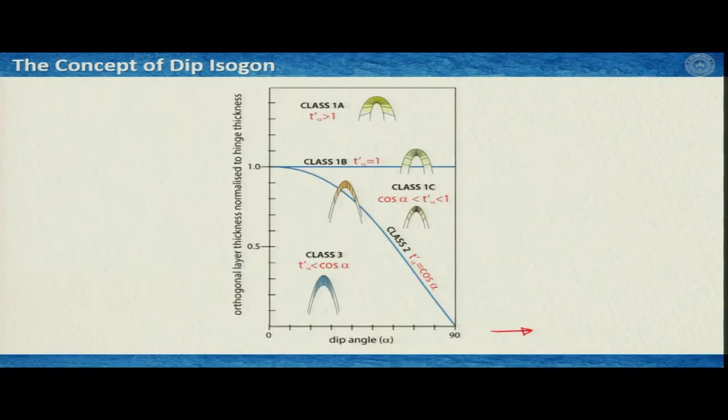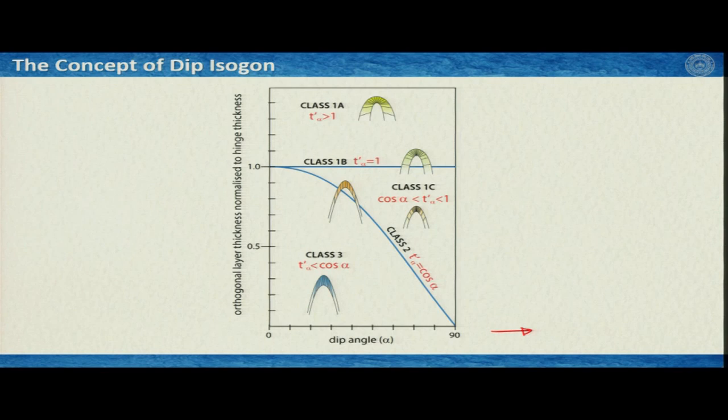which we are going to see in the next slide. So, what we see here is that along the x direction, we have the dip angle, which can range from 0 to 90 degrees, and along the y axis, we have orthogonal layer thickness, which got normalized to the hinge thickness. And you see that three different possibilities are there. Or you can say that five different possibilities are there, but we can classify them in three groups.